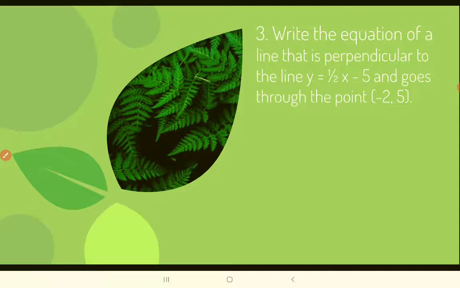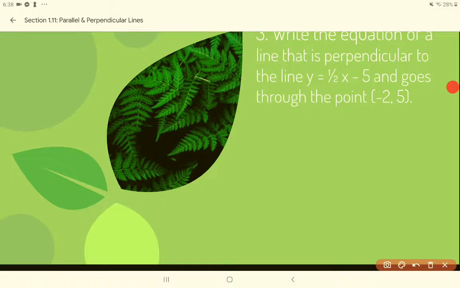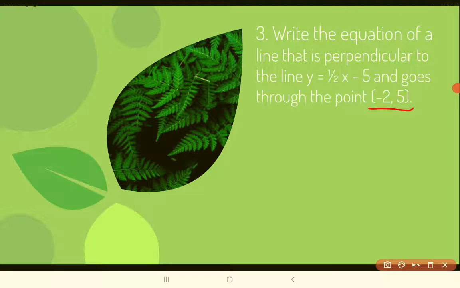All right, question 3 says this. Write the equation now of a line that is perpendicular to the line y equals 1/2 x minus 5 and goes through the point negative 2, 5. So again, they gave me a specific line that I have to find. It's the one that goes through the point negative 2, 5. So because they gave me a point, I use my point slope equation. What's the slope going to be this time if this line's going to be perpendicular? It can't be the same as the line they gave me. It's going to be the opposite reciprocal.